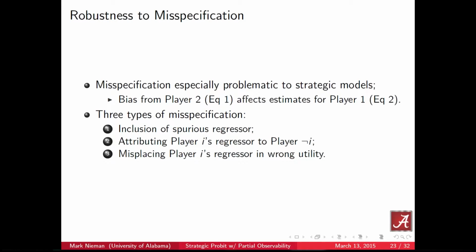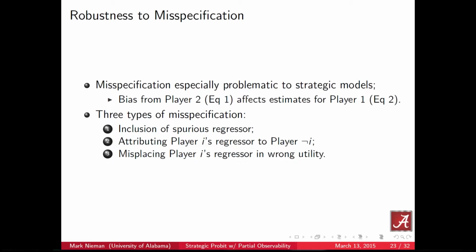I also test this model's robustness to misspecification. It's been claimed in previous literature that strategic models are especially problematic in that they can send bias from the player 2 equation, and that this will affect estimates of player 1, that these are especially sensitive to misspecification. To analyze this, I'm going to look at 3 types of misspecification so that the data generating process is unknown to the analyst, since we in reality don't know this.